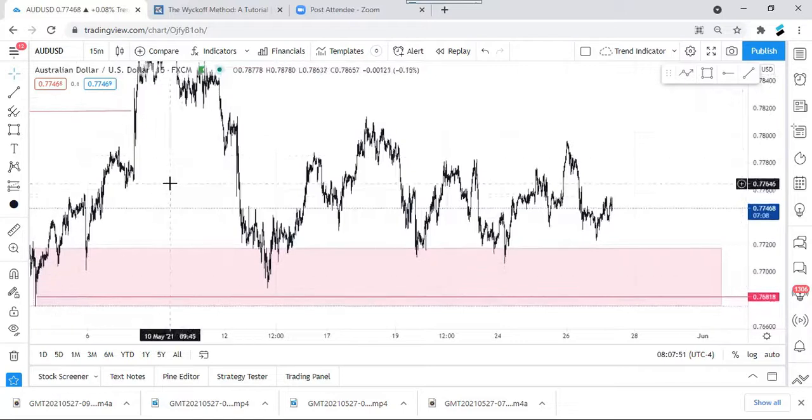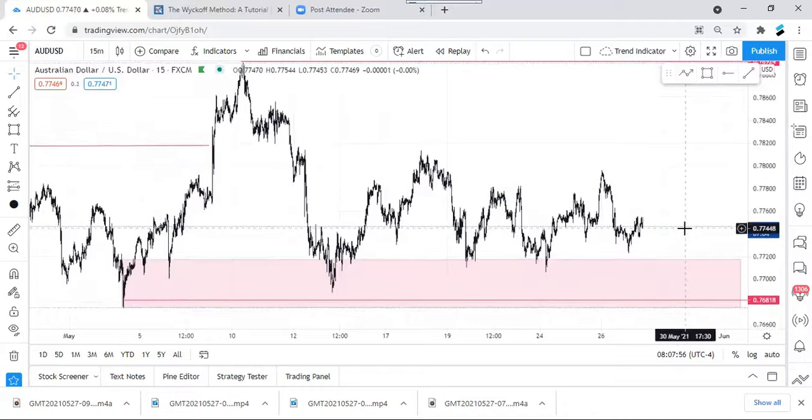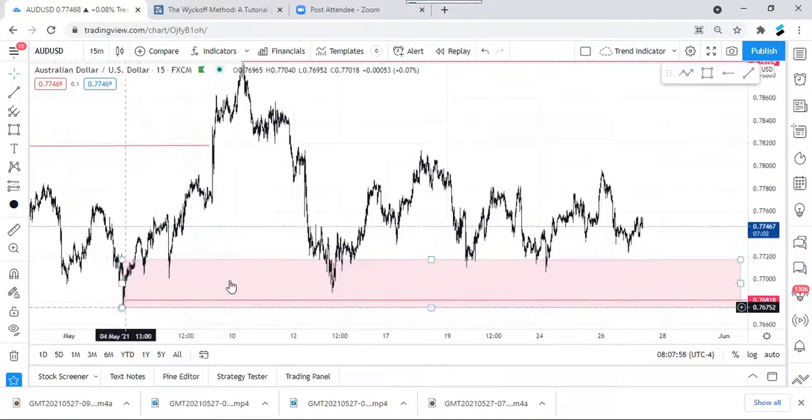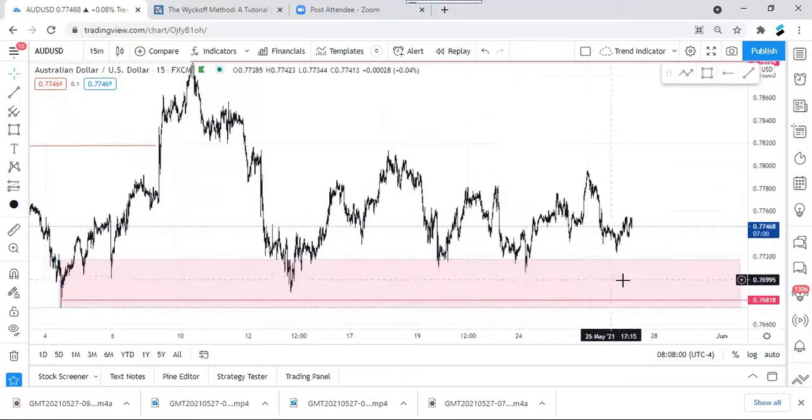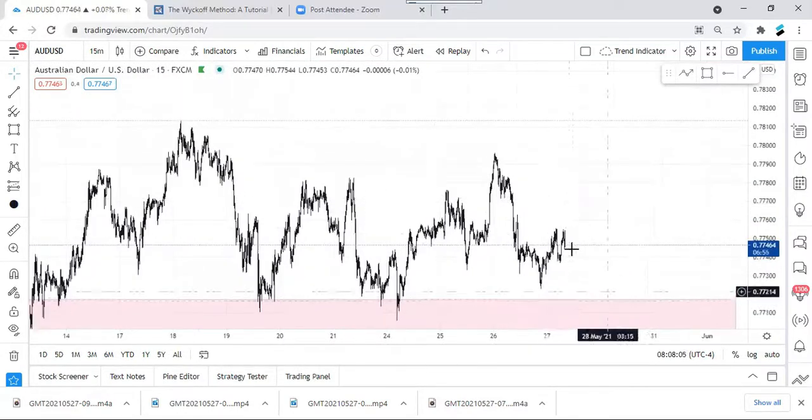Okay, so we know that we are in an uptrend, we are in the bullish bias. So if you are looking for buy, right? And this is a trap order. Okay. Are you there? Yeah. Okay, this is a trap order.